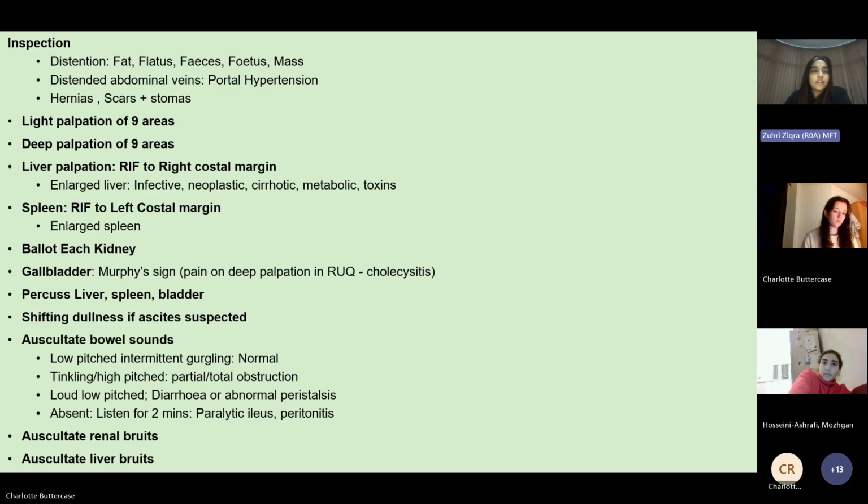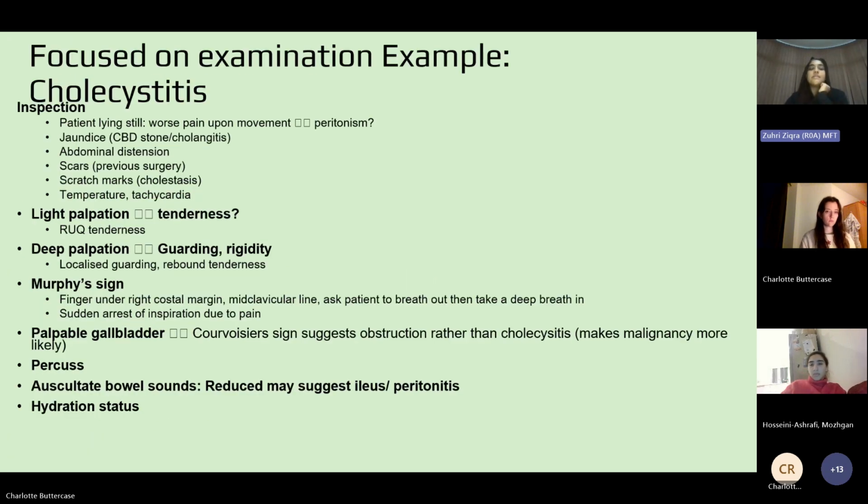So I believe the next one is a focused examination on cholecystitis. So the feedback from last time was you wanted some specifics on focused examination. So if the station scenario was, please do a focused examination for a patient with suspected cholecystitis, what would people be looking out for when they were doing their examination? So thinking about inspection, what signs you'd look out for, in palpation, any specific signs for cholecystitis or even similar conditions like cholangitis or biliary colic, for example.